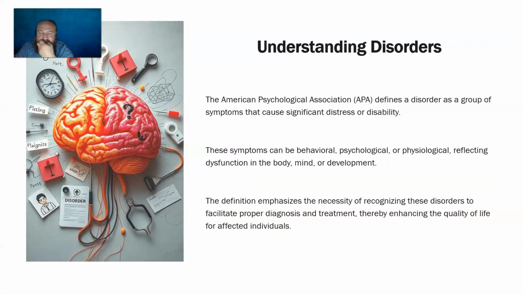Understanding disorders. So this is something I did talk about before. The APA, the American Psychiatric Association, defines a disorder as a group of symptoms that cause significant distress or disability. These symptoms can be behavioral, psychological, physiological, and reflect a dysfunction in the mind, body, or in typical development. I'm saying this again because remember, we're talking about diagnosing here, we're talking about assessments, but remember, you need to have that harmful dysfunction. If you don't have that, you don't have the disorder.